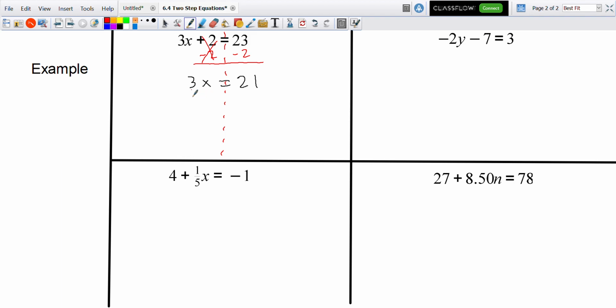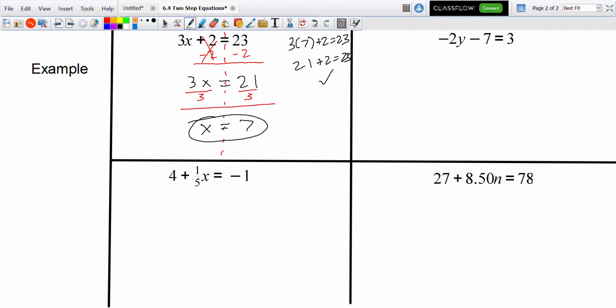To get rid of the 3 coefficient with the x here, since this is 3 times x, I would divide by 3 on both sides. 3 divided by 3 is 1x equals 21 divided by 3 is 7. Again, I could plug that 7 back in. Seven times 3 is 21. And 21 plus 2 is 23, so that checks out.